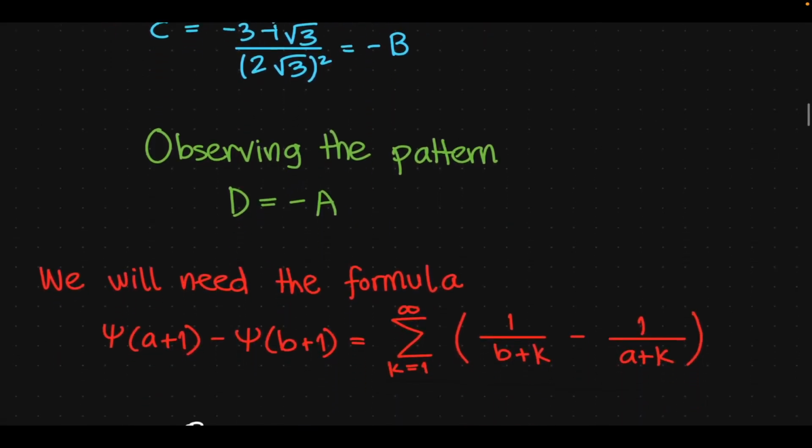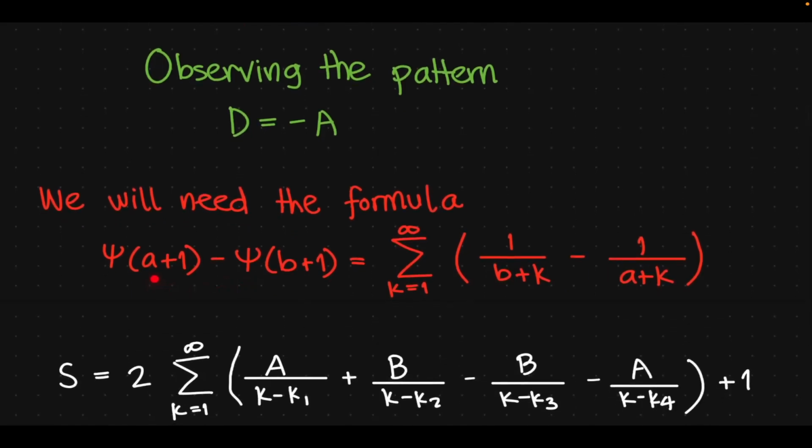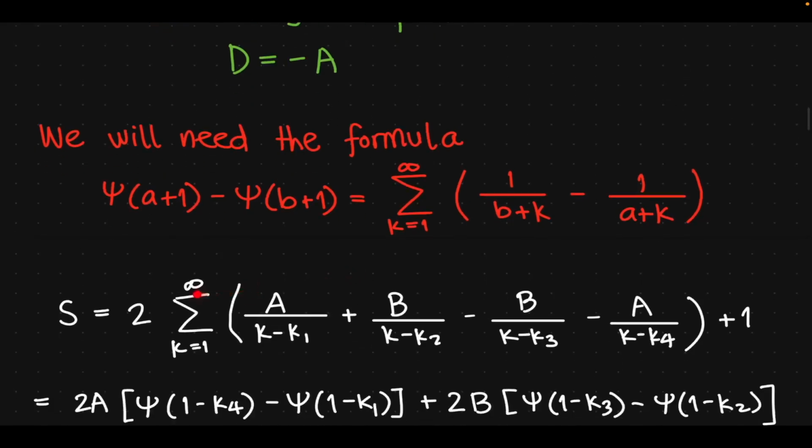Moving forward, we're also going to need this formula of the difference of digamma functions. So digamma of a plus 1 minus digamma of b plus 1 is the sum from k equals 1 to infinity of 1 over b plus k minus 1 over a plus k. Because if you notice, when we plug the coefficient values in, I haven't plugged in for a and b, but we know what c and d are. They are dependent on a and b.